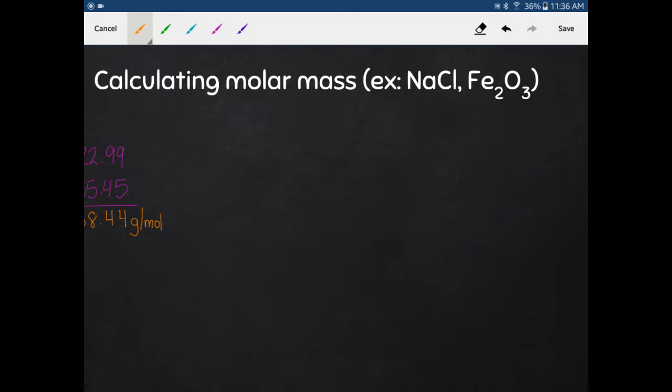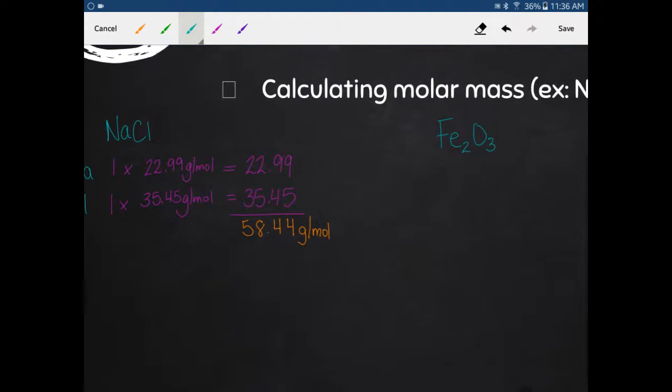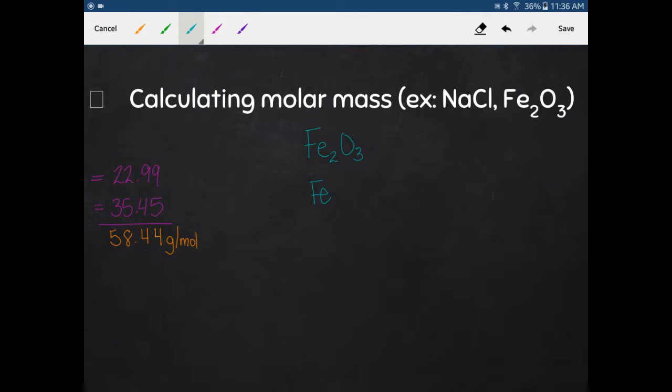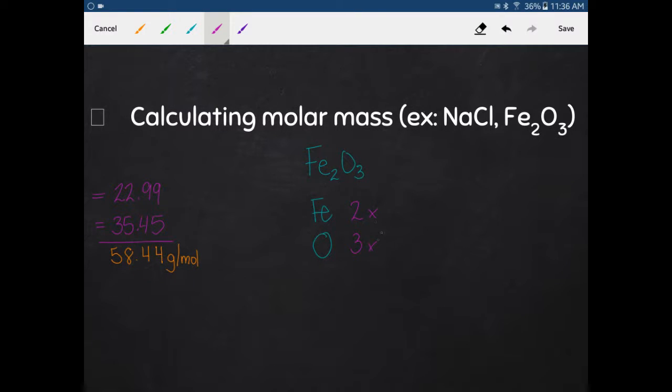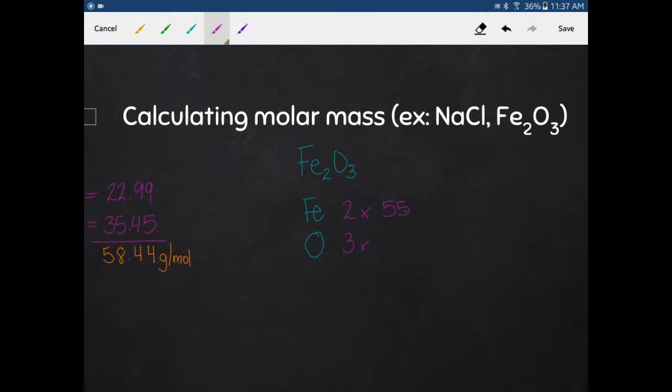Similarly, let's take a look at my next example, which is iron(III) oxide. Now in this case, I write down again my elements that I have here. I have iron and I have oxygen. And I have 2 times my iron, and I have 3 times my oxygen values. So when I jump back to my periodic table, my iron mass is 55.85 atomic mass, and my oxygen is 16.00. And these are, again, grams per mole.